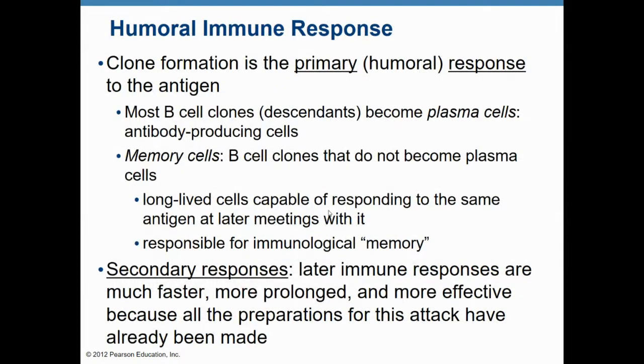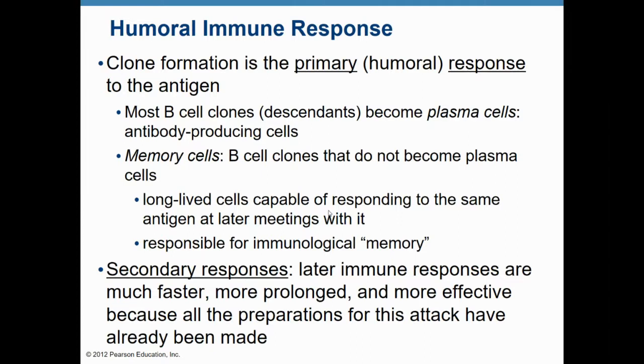Now the clones are going to give us our primary humoral response. Most of our clones are going to become plasma cells, and plasma cells are going to be the antibody-producing cells. They're going to churn out antibodies at the rate of about 2,000 antibodies per second. So, when I tell you it kicks into turbo gear, it really does. They just start kicking out these antibodies, and then the antibodies float around in the plasma and they clump onto things that don't belong.